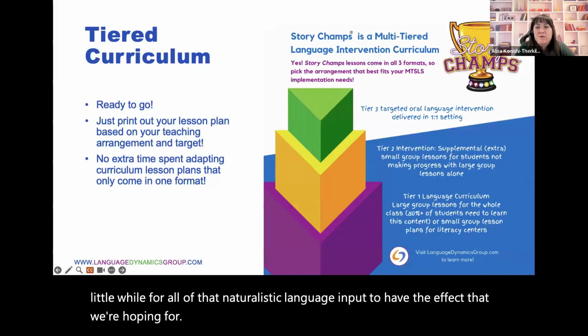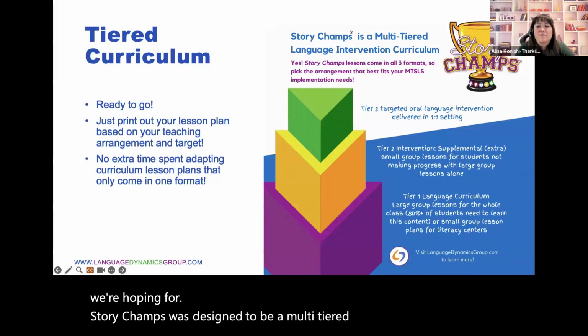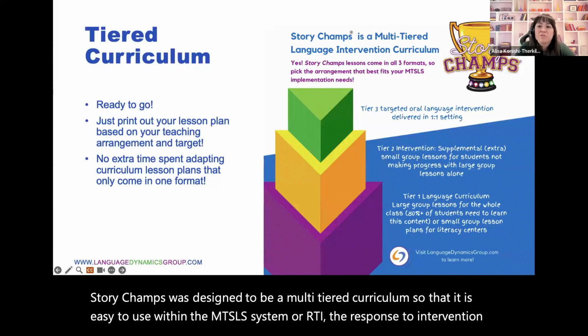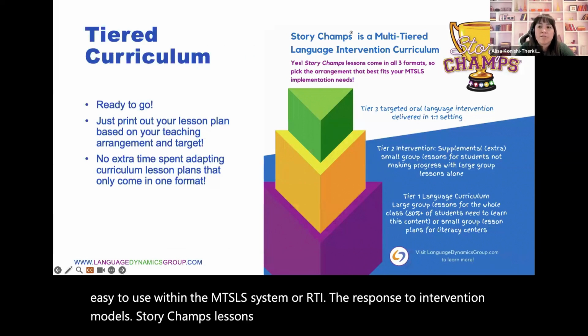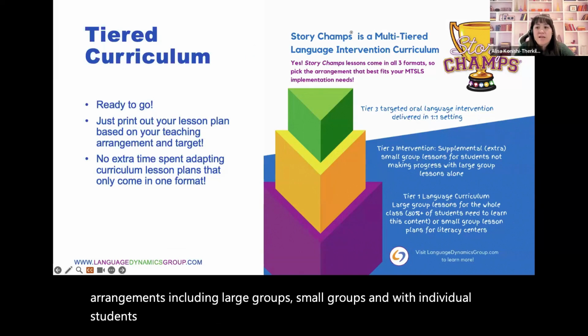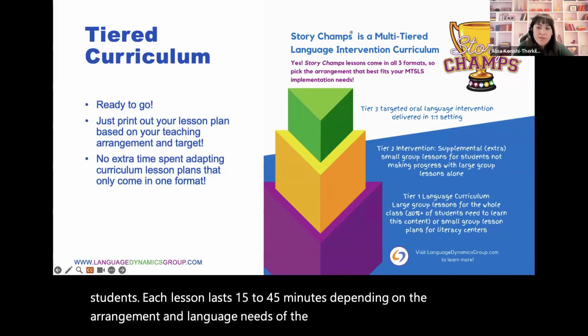Story Champs was designed to be a multi-tiered curriculum so that it is easy to use within the MTSS system or RTI, the response to intervention models. Story Champs lessons can be implemented in various arrangements, including large groups, small groups, and with individual students. Each lesson lasts 15 to 45 minutes, depending on the arrangement and language needs of the students.